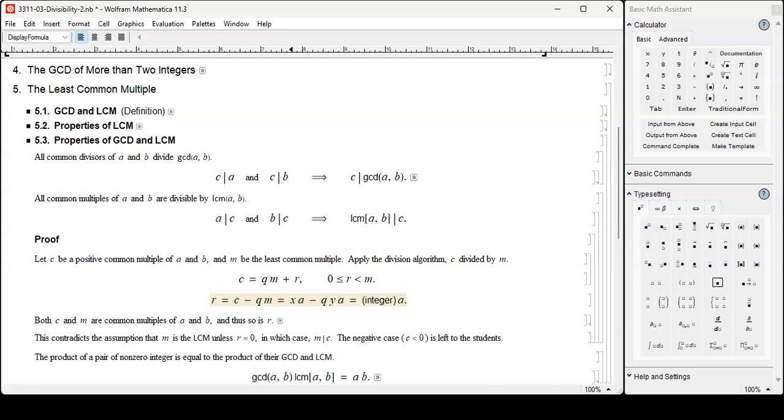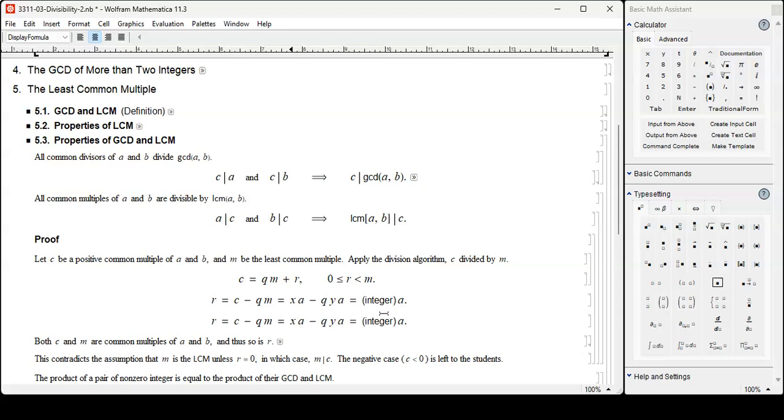And that way we can prove that R is divisible by A. Make sense? And if I do the very same thing with respect to B, so instead of X, X prime B, and then instead of Y, Y prime, and then B, so that we have an integer times B, yes, R is divisible by B as well.